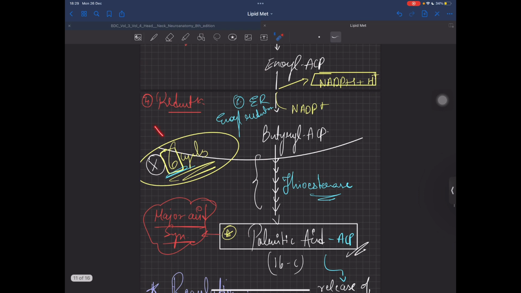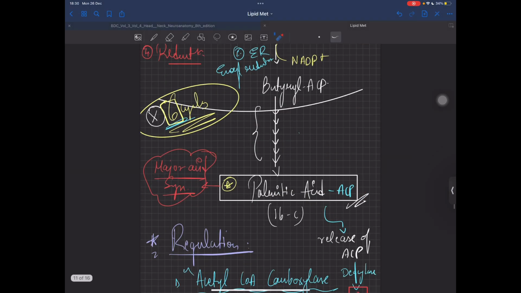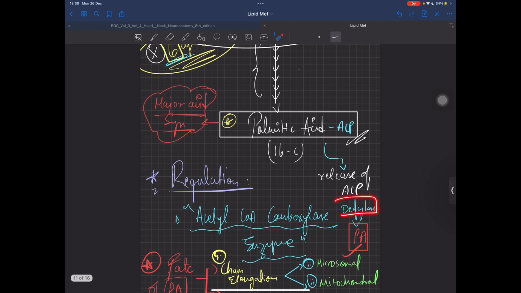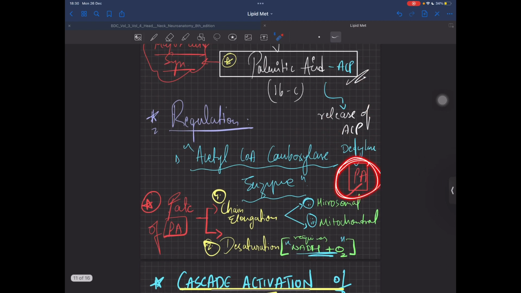Now, these 4 steps, that is condensation, reduction, dehydration and again reduction, will continue for another 6 cycles to form palmitic acid ACP, and this palmitic acid ACP is acted upon by deacylase or thioesterase to remove the ACP, and finally palmitic acid is formed.